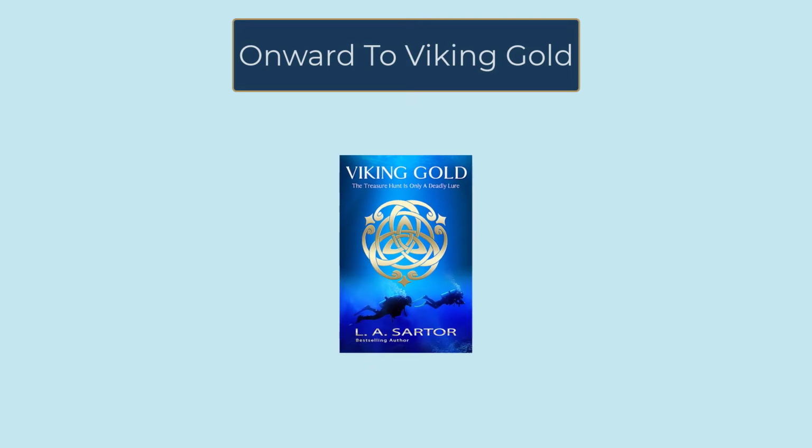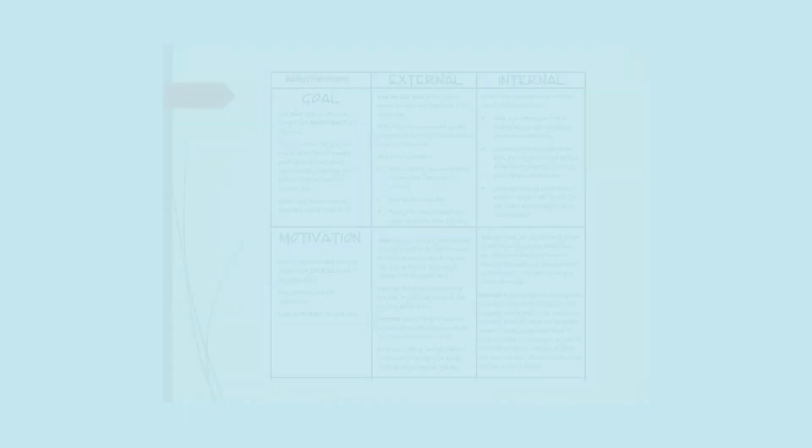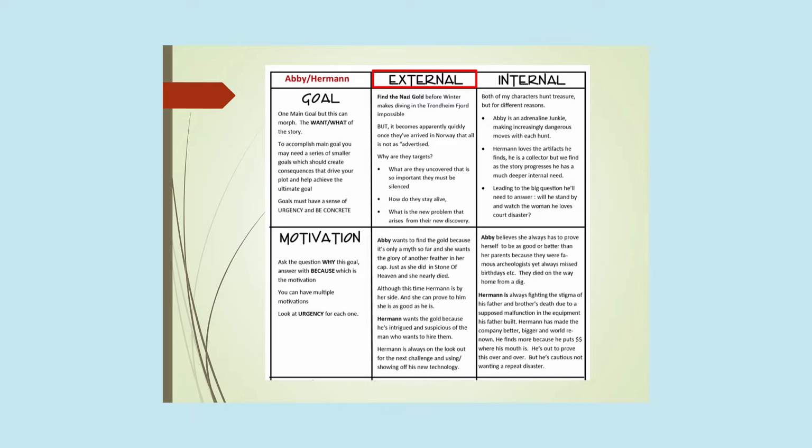Onward to Viking Gold. The first major goal is to find the Nazi gold before winter sets in. I've also created a series of smaller goals, which, as I've mentioned, helps plotting. That's a pro tip for you.